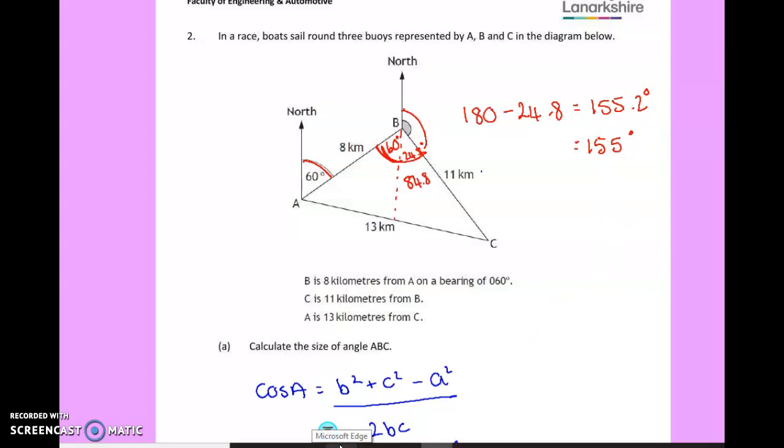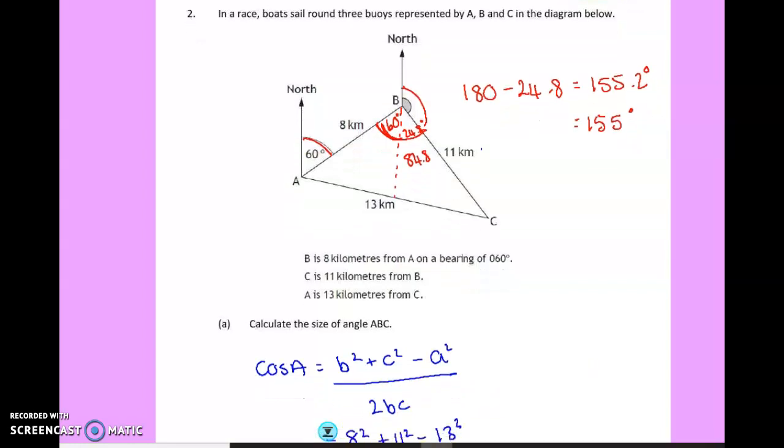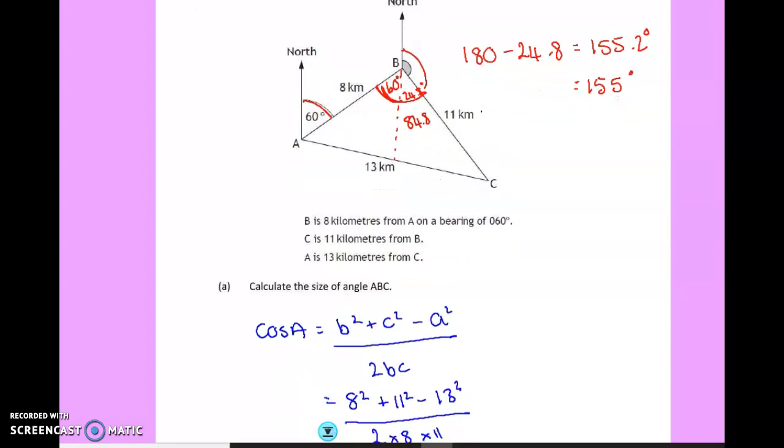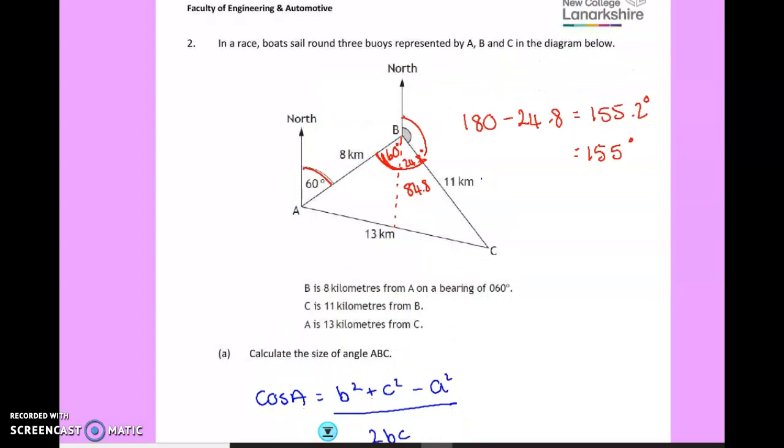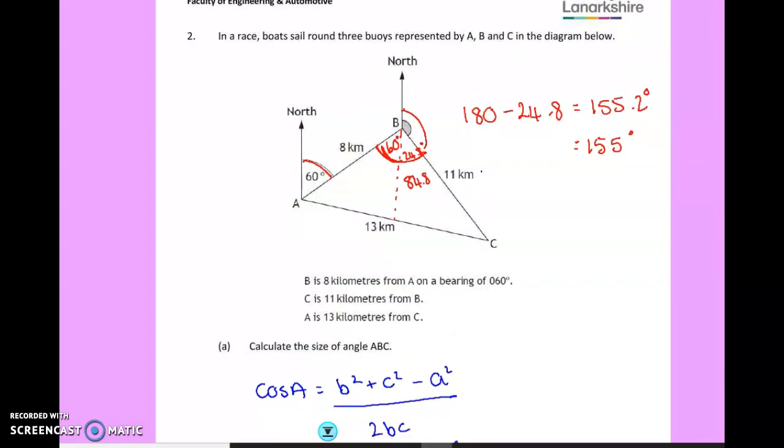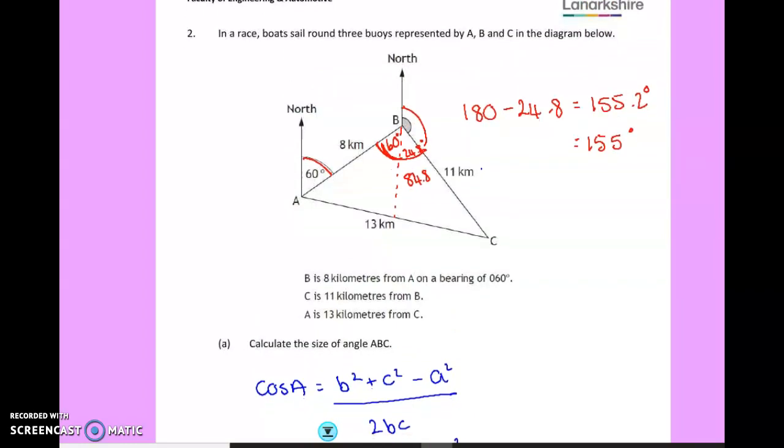Now, these are the trickier of the questions, the bearings questions. So remember, please, and get in touch if you have any trouble with them. Sometimes it can be hard just to get started spotting the angles. So I can spend time going over some of these if you need me to. Okay, speak to you soon.